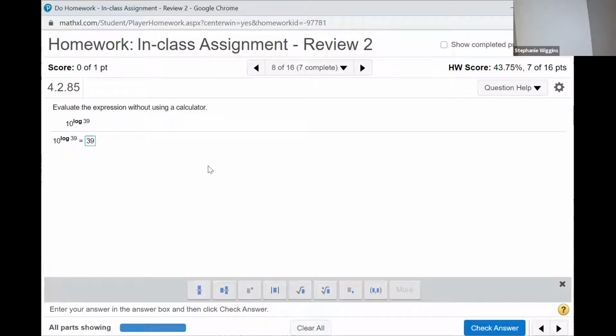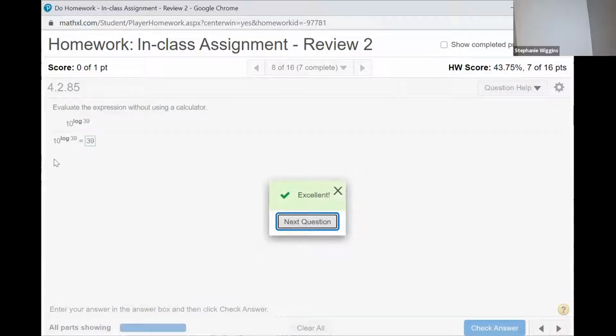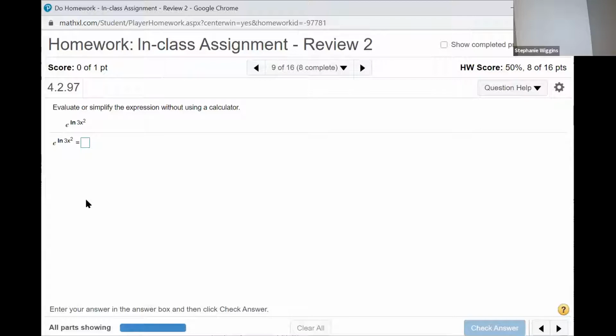So the base of the log is 10, but we have an exponential function, 10 to the power of log, but the log and the exponential are inverses of each other. They kind of cancel each other out. So you're left with 39. Of course, if you were to do this on your calculator, you get the same answer. But I'm just going through it without your calculator to help you understand what's going on.